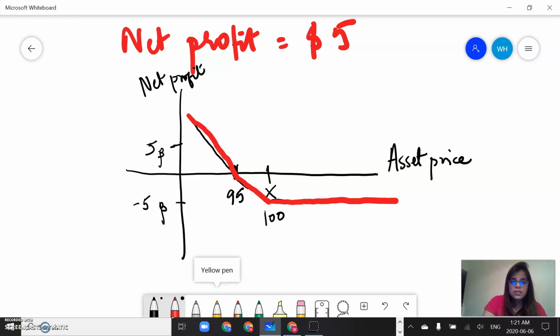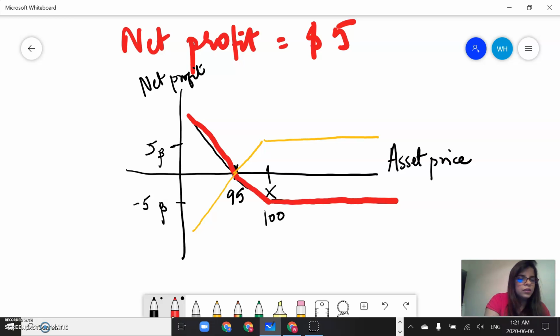On the other hand, if we look at it from the seller's perspective, at 95 he will break even again. And after 100, the seller has made a profit of $5, because the buyer chooses not to exercise the option and therefore loses the $5. On the other hand, a fall in the price of the share gives a huge loss for the seller of the option because the seller is forced to buy the stock for $100.